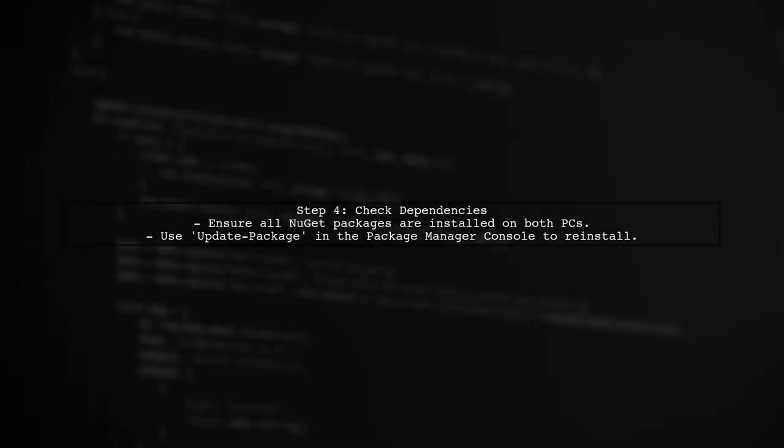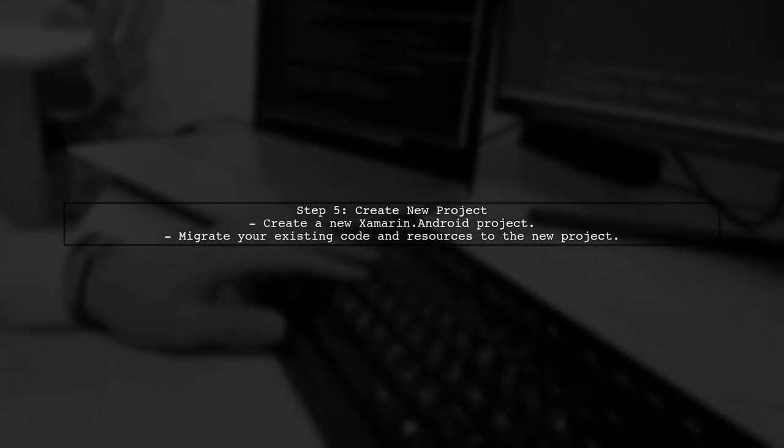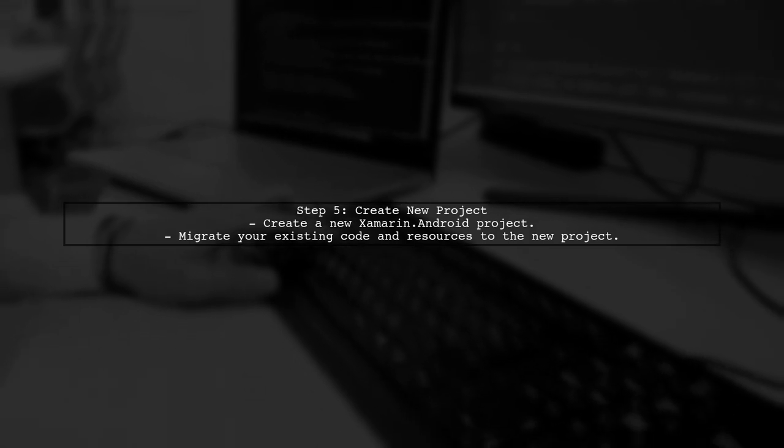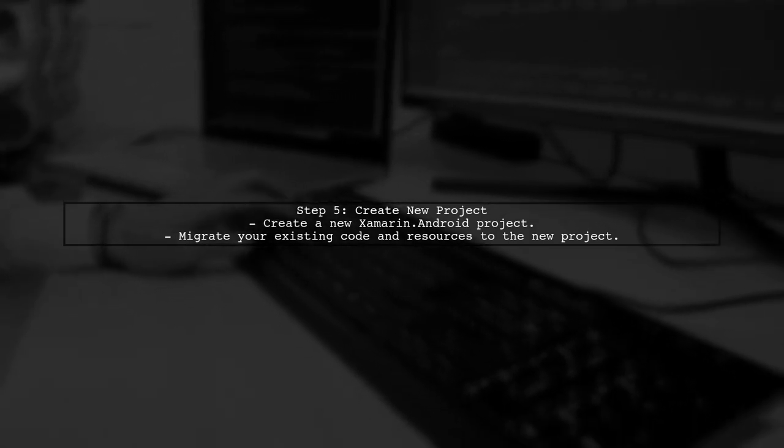Additionally, if you are experiencing different errors on another PC, ensure that all dependencies are installed correctly on that machine. Sometimes, missing dependencies can lead to similar errors. Finally, if you continue to encounter issues, consider creating a new project and migrating your code over. This can help eliminate any hidden configuration problems.